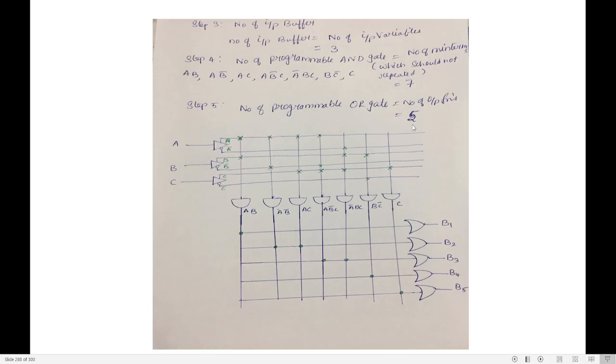Let us start the diagram. So number of input buffers. So there are 3 buffers. Buffer A, buffer B, buffer C. This is the symbol of a buffer. So what are the 3 inputs?